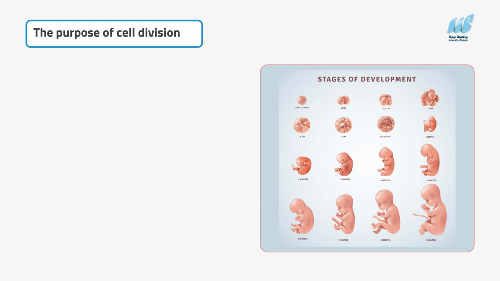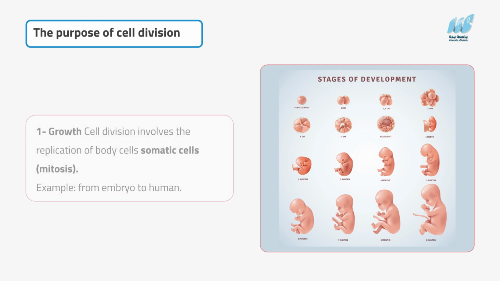I will start with a question. Why is cell division so important? And what is the purpose of it? Well, at conception, the human zygote consists of a single cell. This undergoes rapid division, leading ultimately to a mature human.